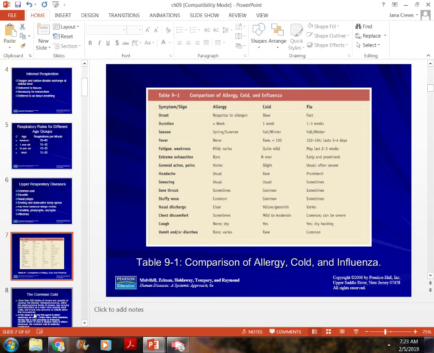Cough is normally dry with allergies and a cold, and it can be dry, hacking, and sometimes productive with the flu. Vomiting, rarely do you vomit with allergies. Rarely do you vomit with the cold, but it is common with the flu. So be sure you're able to tell those apart.